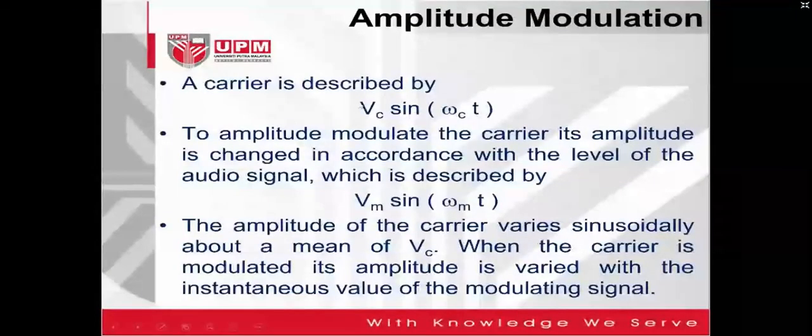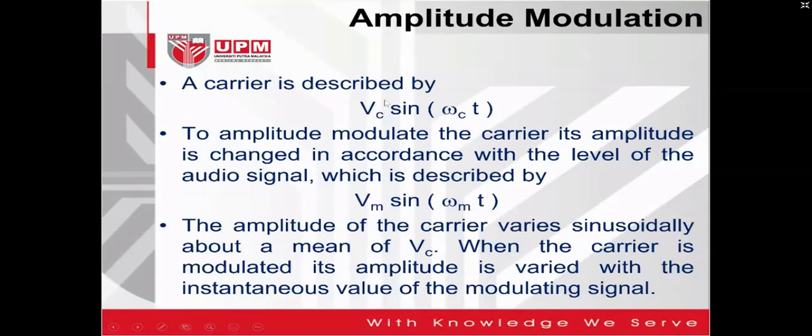So first is the carrier. This carrier we denote as C. So this is the amplitude times sine omega C, where omega C is the frequency of the carrier and VC is the amplitude of the carrier. Take note, you can write down.